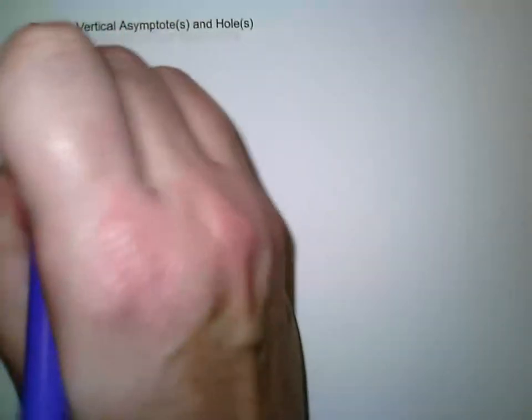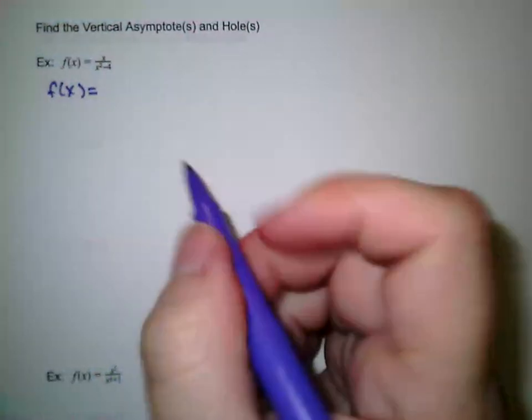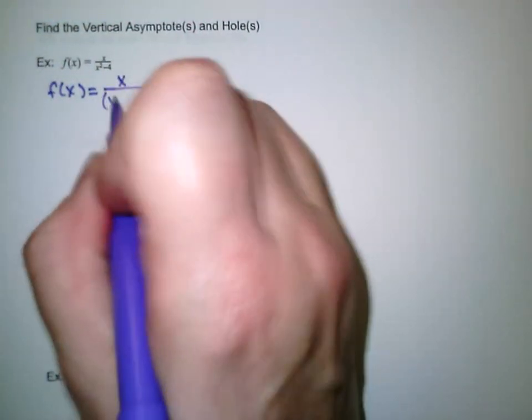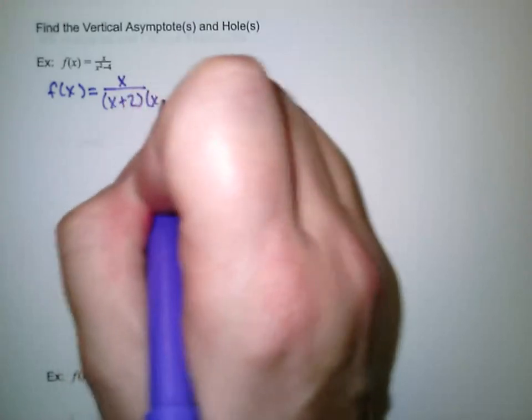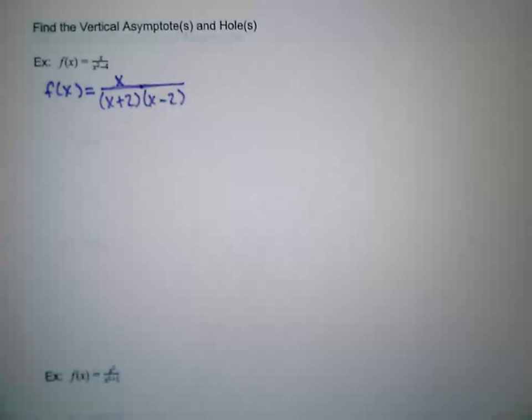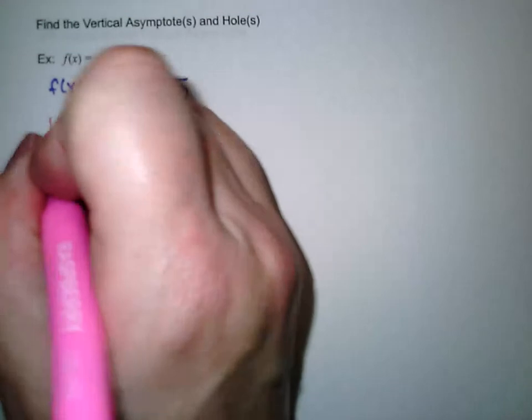So first off, we factor. We got f of x equals x over x squared minus 4. That guy is difference of squares. So we got x over x plus 2 times x minus 2. Then we are looking to see, are there any holes? There are not, because nothing cancels.